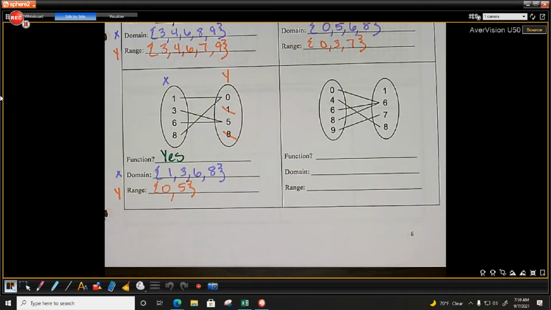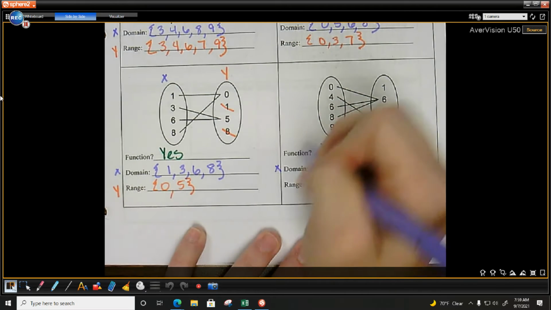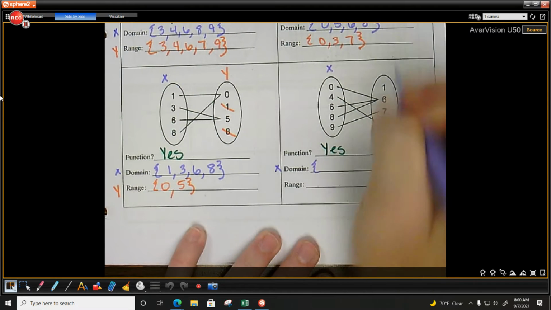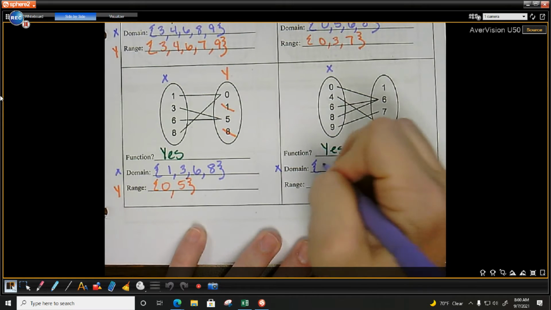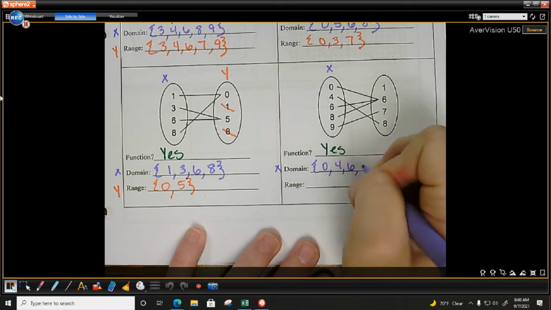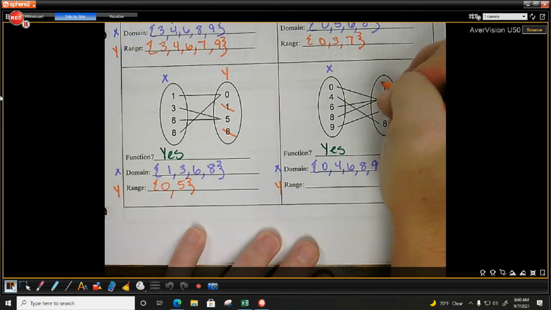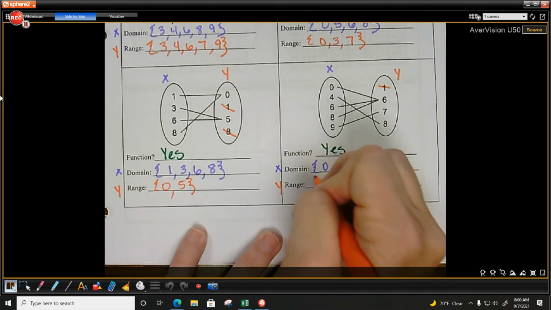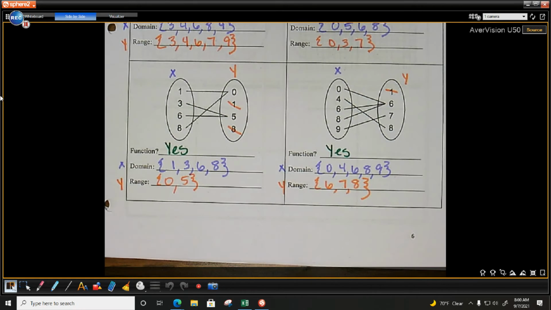Okay, is this a function, guys? Yes. Your domain: there are no x values that have 2 lines from it. I don't need 1. So 6, 7, 8. How are we doing on that? Pretty good? Do we feel comfortable with these?